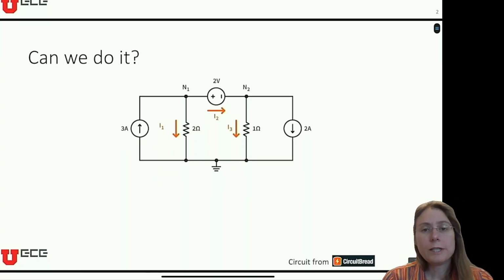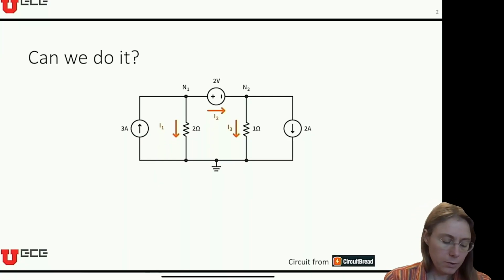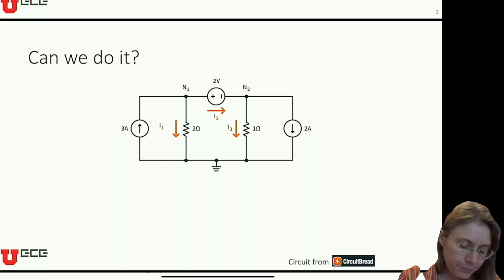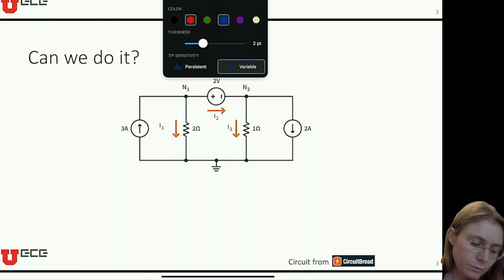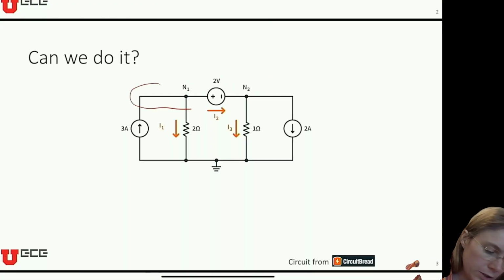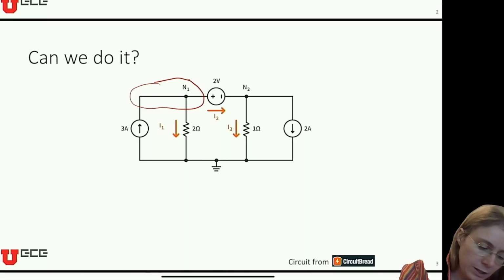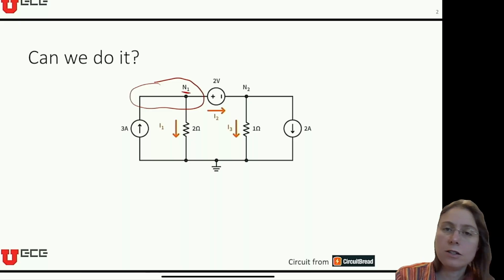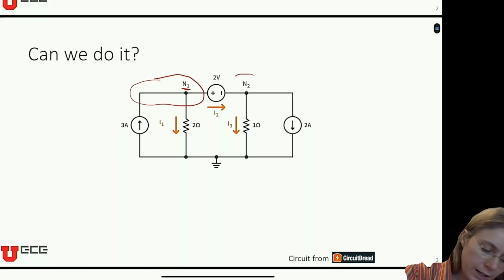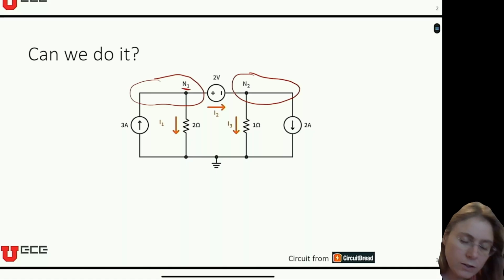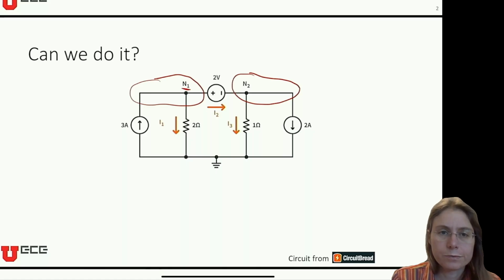So why do we need supernodes? Let's look at this circuit below. Normally I would say we're writing a node voltage equation for this node voltage N1, and notice that this website was using N instead of V for their node voltages. And then there's a second node voltage over here, N2, that is unknown.